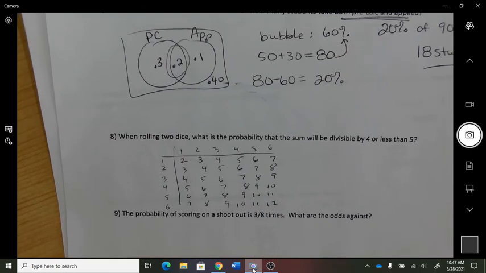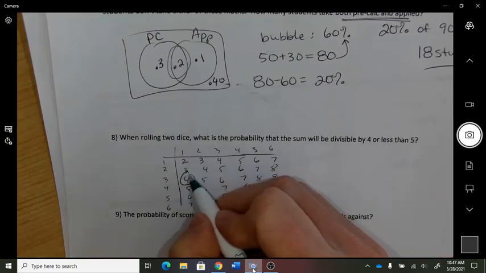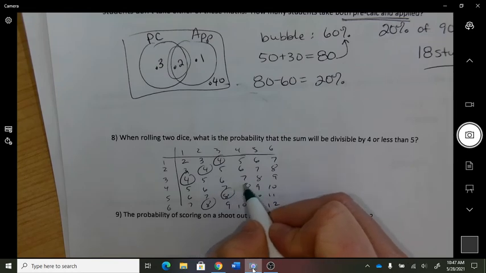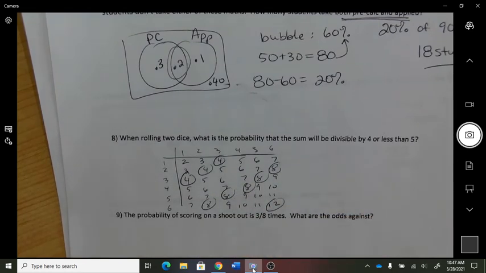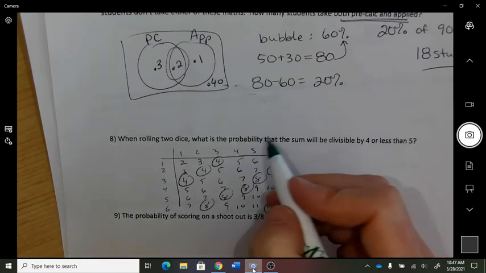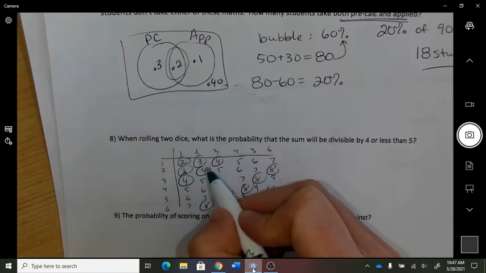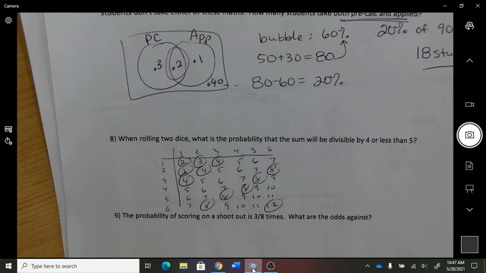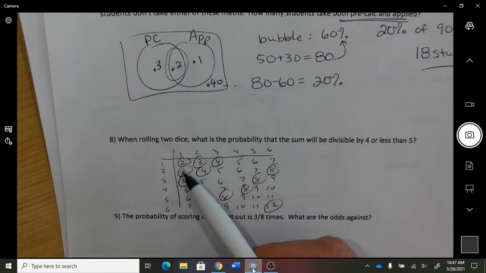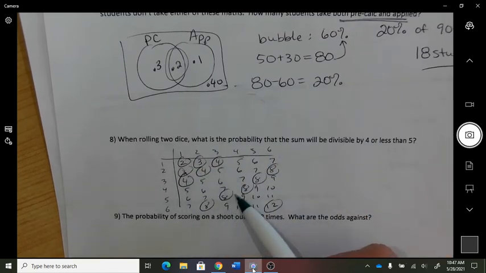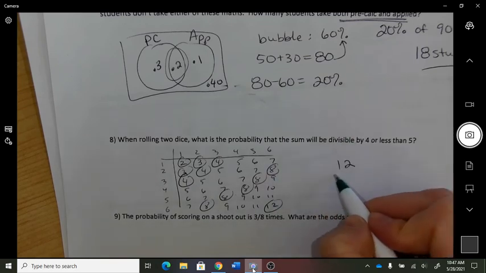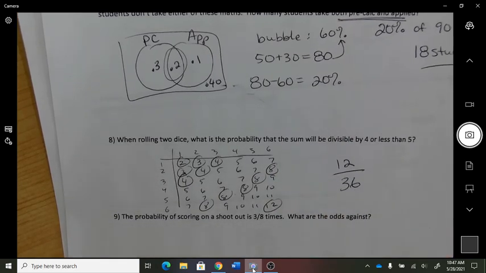Okay, so those are all the possible scenarios that could happen, which is 36 scenarios. Divisible by 4, so I'm going to circle those options. Those are all the ones that could be divisible by 4, or less than 5. So I don't need to circle those twice, they're already circled. So I can count now how many? 12 options out of the 36 is the probability.